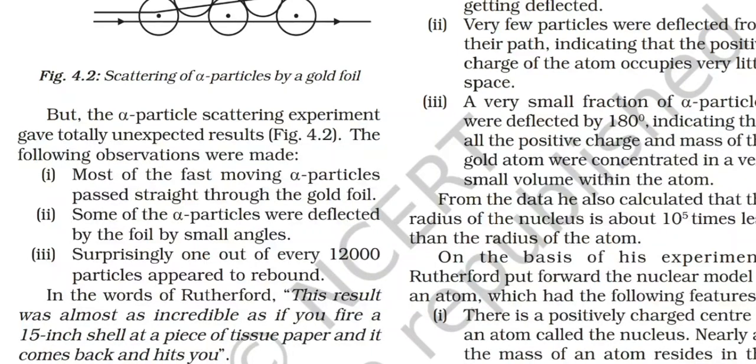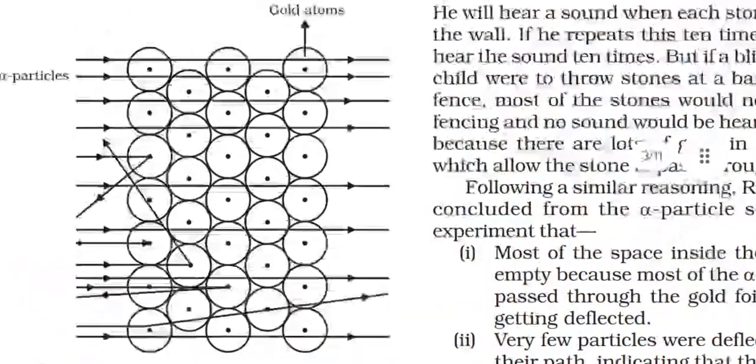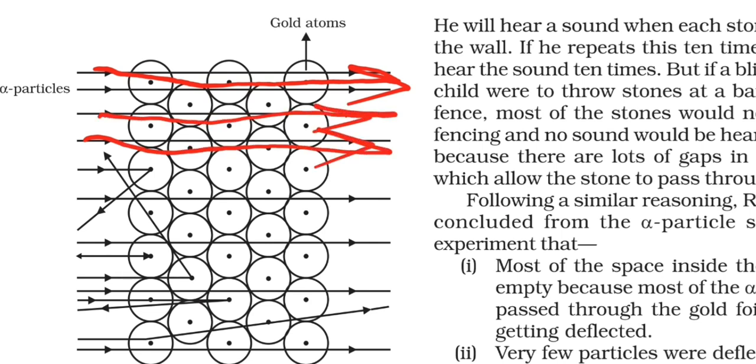Now the alpha particle scattering experiment gave a totally unexpected result. The result Rutherford expected, he got the complete opposite result from this experiment. So what are the experimental observations? Most of the fast moving alpha particles passed straight through the gold foil. If you see here, most of the alpha particles move forward like this, they pass straight through the gold foil. Okay, they passed through this gold foil.